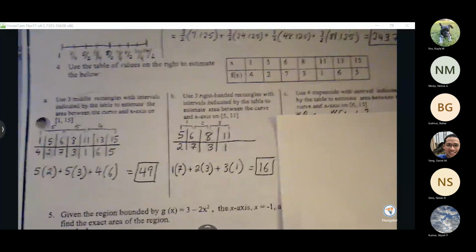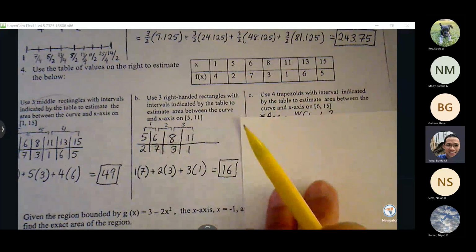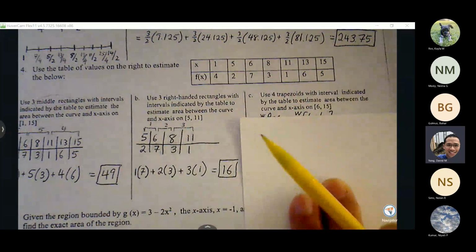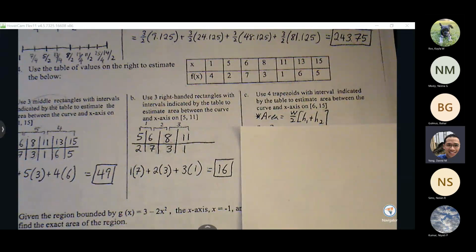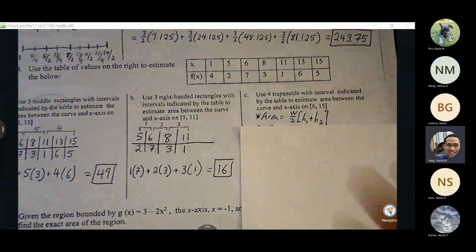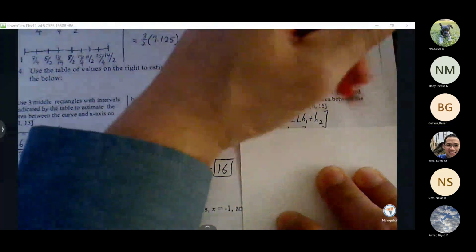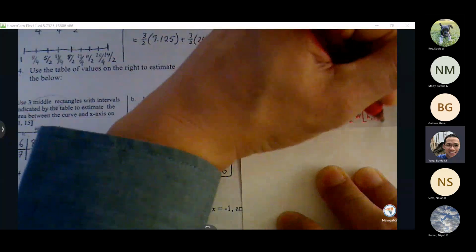Part C, use 4 trapezoids. Make sure that you're using 4 trapezoid area formulas. We're not going to try to combine it. We're not going to double the heights in the middle. That's if every width is the same. In this case, we're not guaranteed that, every width may be different. So we're going to have to go through our area formula for the trapezoid 4 different times. We can use this, or you could do 1/2 width, height 1 plus height 2.